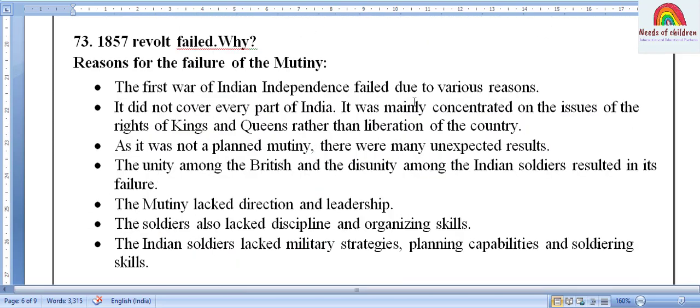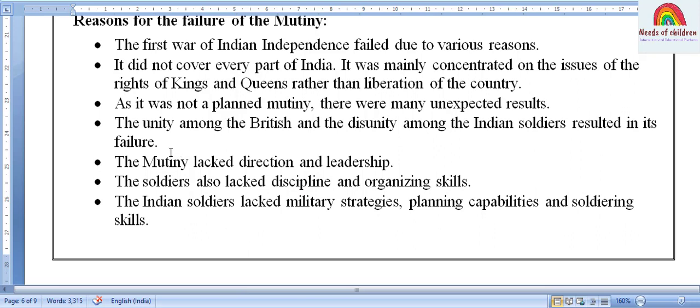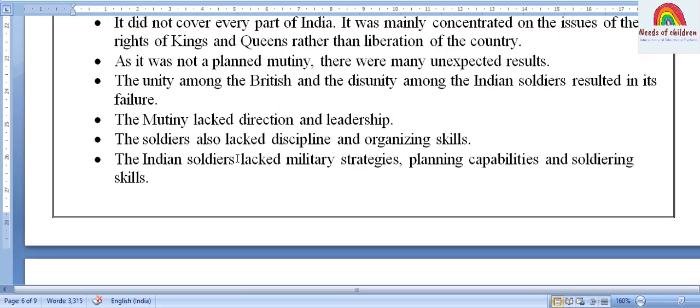The first war of Indian independence failed due to various reasons. It did not cover every part of India. It was mainly concentrated on the issues of the rights of kings and queens rather than the liberation of the country. As it was not a planned mutiny, there were many unexpected results. The unity among the British and disunity among the Indian soldiers resulted in its failure. The mutiny lacked direction and leadership. The soldiers also lacked discipline and organizing skills.